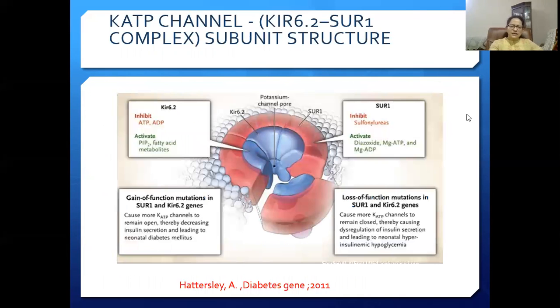And this diagram basically shows how sulfonylureas act. So this is the potassium channel, and these are the subunits, the potassium inward rectifying channel and the sulfonylurea receptor. And this sulfonylurea receptor is inhibited by sulfonylureas. So if it is inhibited, then it won't let potassium pass and it will cause depolarization and hence insulin exocytosis.